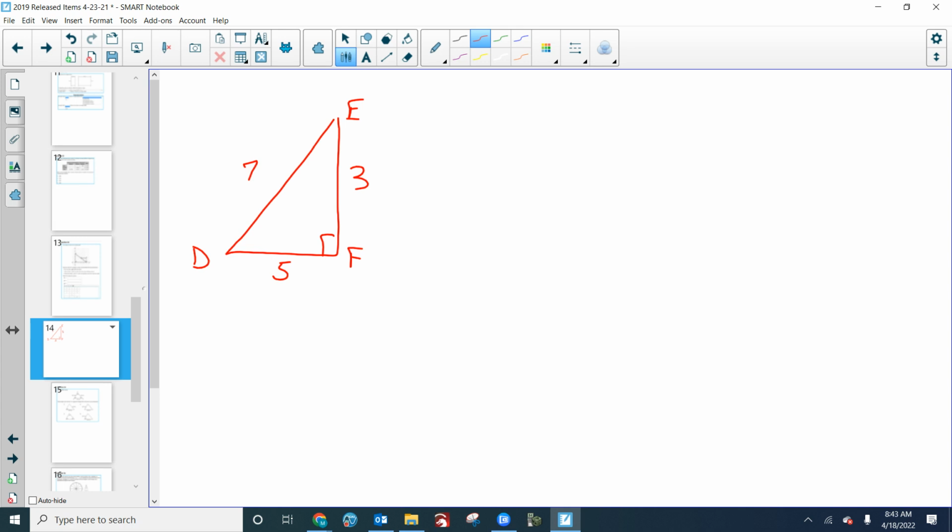Make sure it's going to make a triangle. 5 plus 3 is greater than 7. Perfect. What is the sine of D? 3 over 7. Perfect. Opposite over hypotenuse. For the sine of the angle, remember we put our finger on the angle we're talking about, angle D. Opposite over hypotenuse is 3/7. If I say what's the sine of D, you say 3/7.